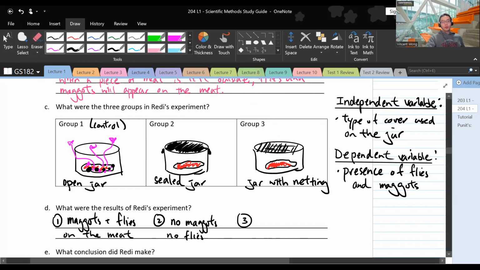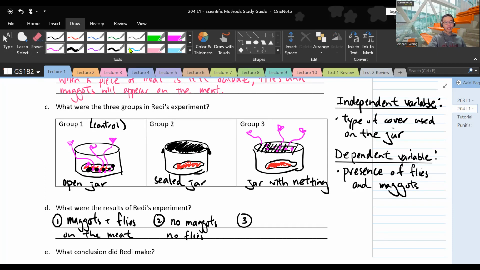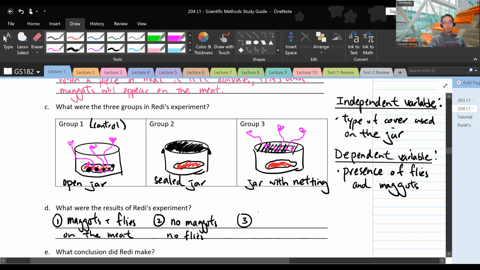That's okay. So group three, you will also have flies, and then you will have some maggots, but they would be on the netting, right? Nothing on the meat itself. So maggots and flies on the netting.